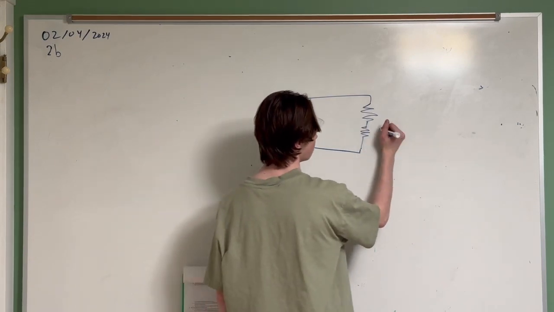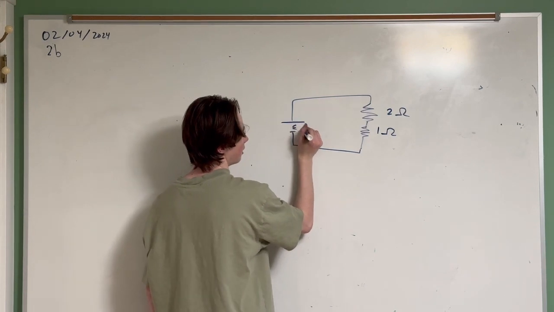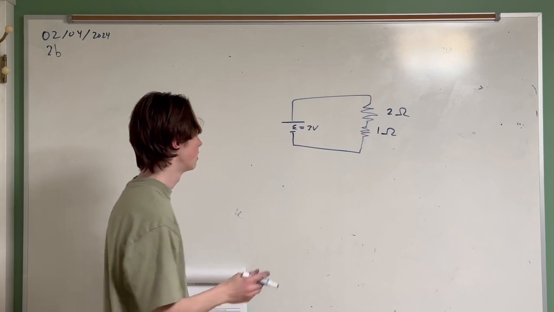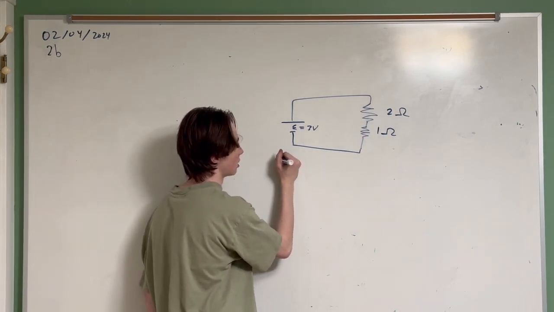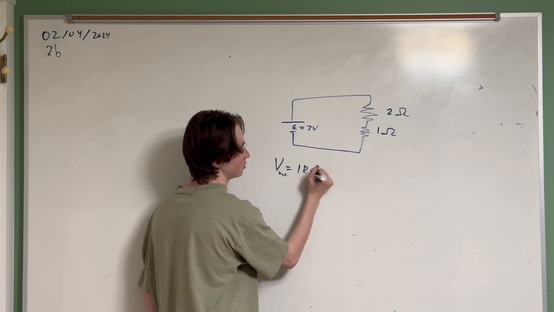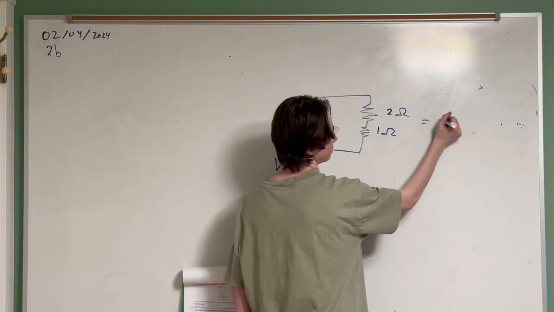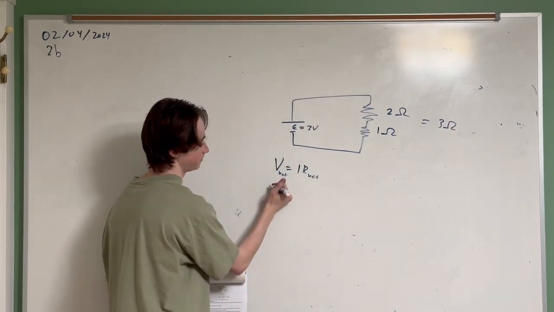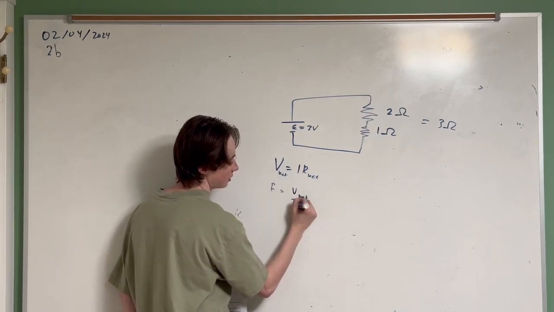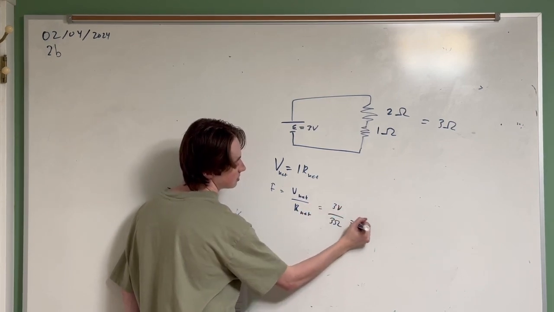So if we didn't know the current here, but we knew there was 1 ohm and 2 ohm, and the potential equals 3 volts, we could determine the current with Ohm's law. V equals IR. In this case, V net equals I times R net. The total resistance here is equal to 3 ohms, so I equals V net over R net. That's 3 volts over 3 ohms, which should be equal to 1 amp.